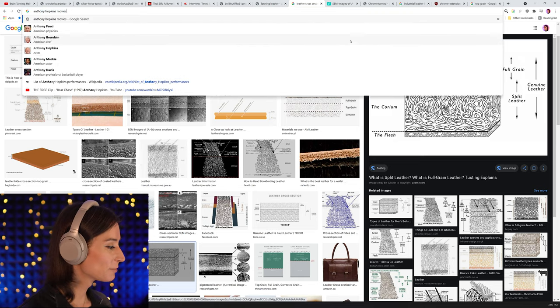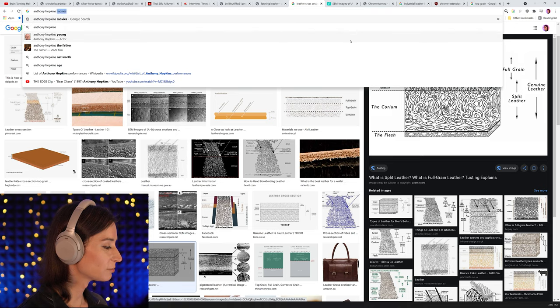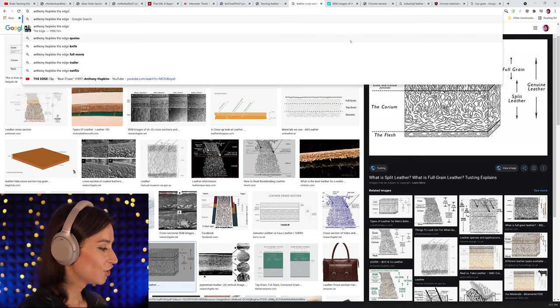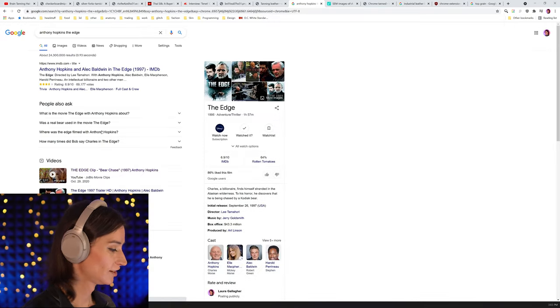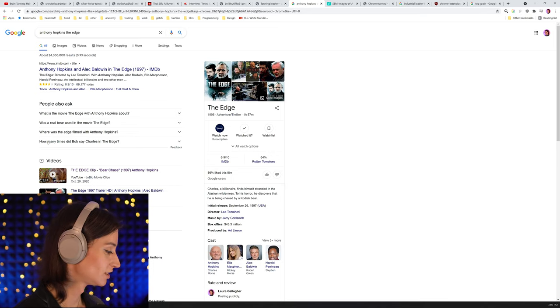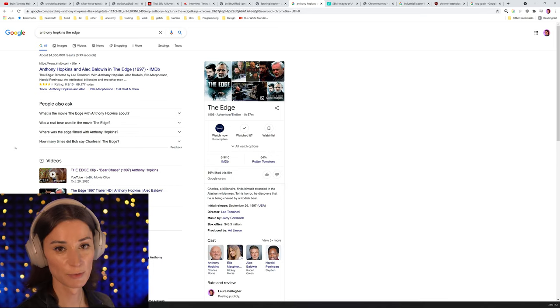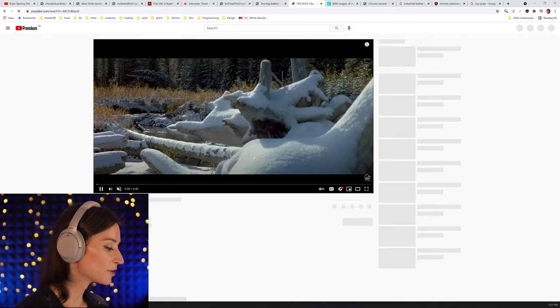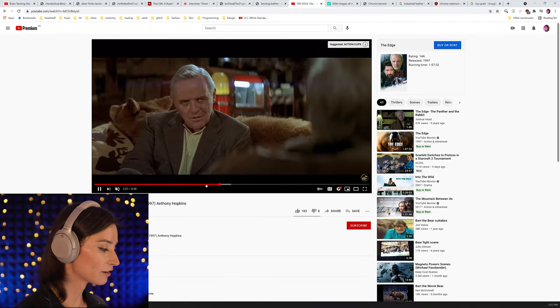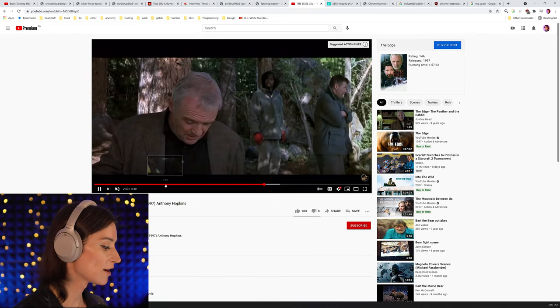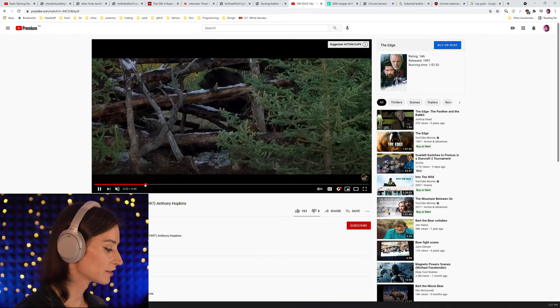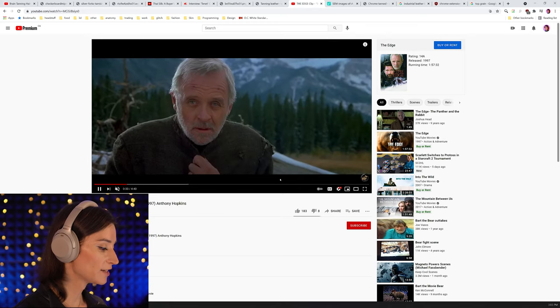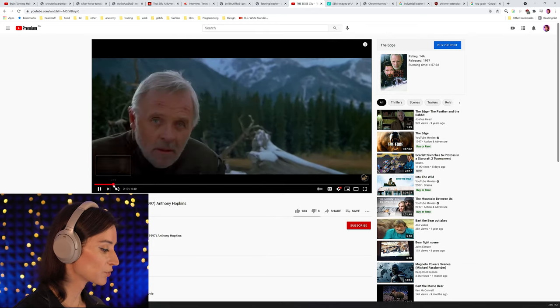Anyone remember the Anthony Hopkins movie called The Edge? Anyone remember that movie? I don't remember that movie either, by the way. But essentially, there is a moment in there where they're stuck in the wild and they essentially have to do that. They have to do a bunch of brain tanning so that they can have some clothes to wear.